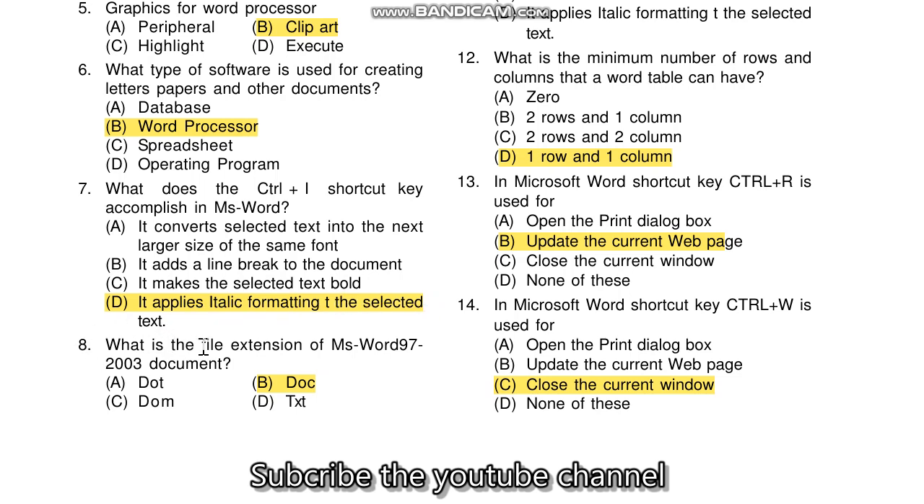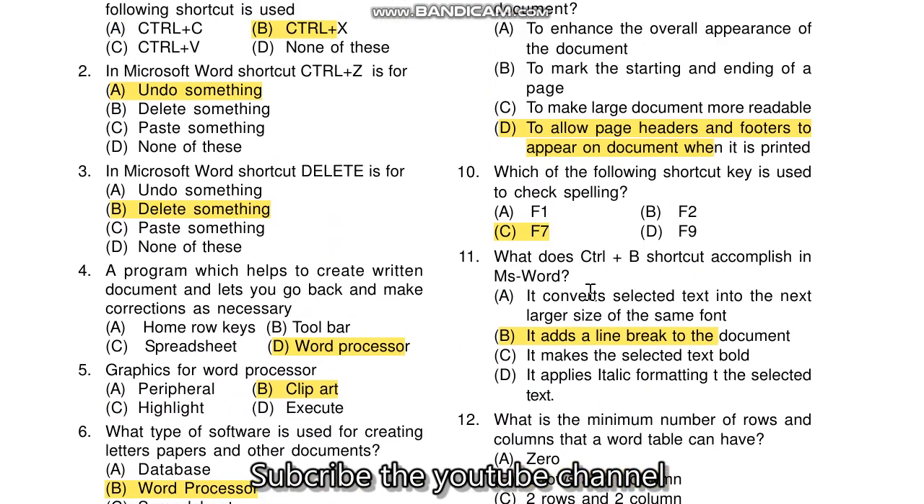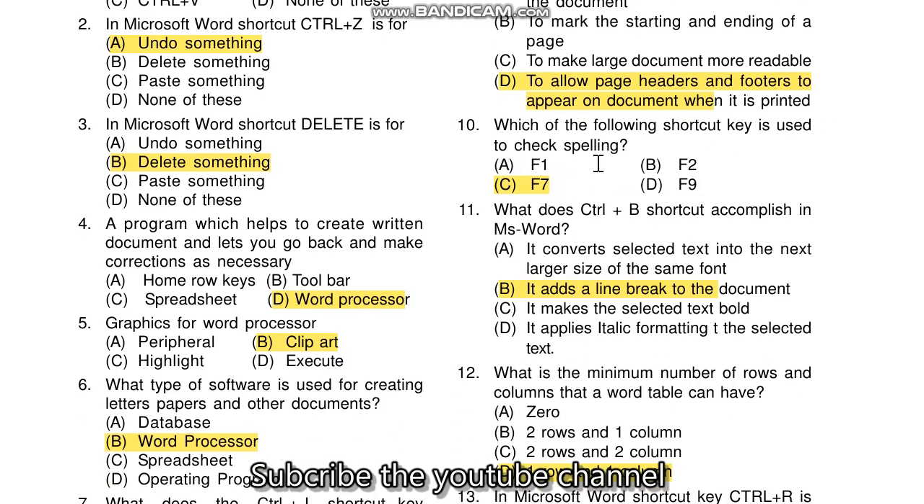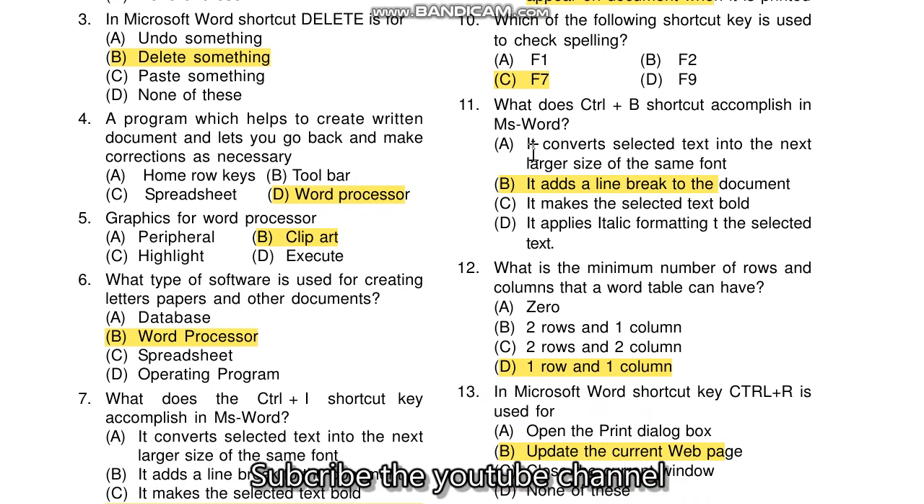Question number 8: what is the file extension of the MS Word 97 to 2003 document? .doc. Question number 9: why are the header and the footer used in the documents? To allow page header and the footer to appear on the document when it is printed. Question number 10: which of the following shortcut keys is used to check the spelling? F7.